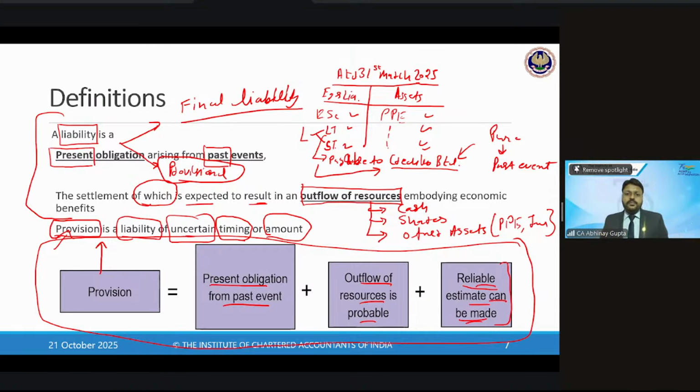But I am coming back to your answer. You said there is neither the outflow of resources probable nor can a reliable estimate be made, right? So number one, when I say reliable estimate, what do you mean by reliable estimate? What does reliable estimate mean?